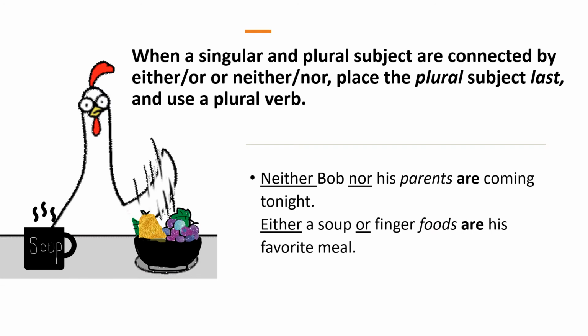Now, when you have a singular and a plural subject connected by either or and neither nor, you place the plural subject last and you use a plural verb. The sentence here says, neither Bob nor his parents are coming tonight. Okay, we have two subjects, one singular, Bob, one plural, his parents, and they're joined by nor. So we always put the singular one first, okay?